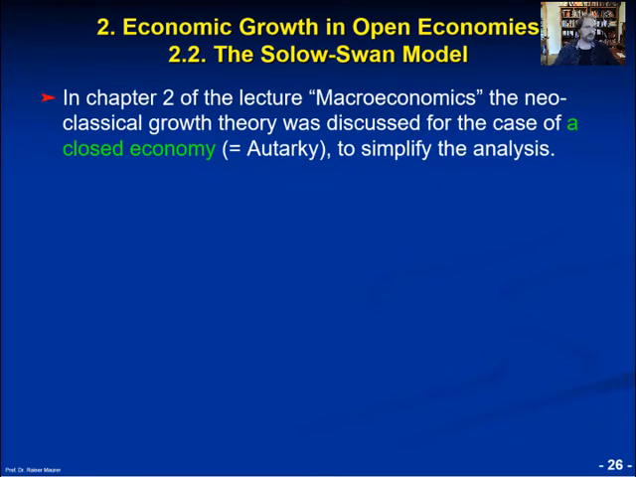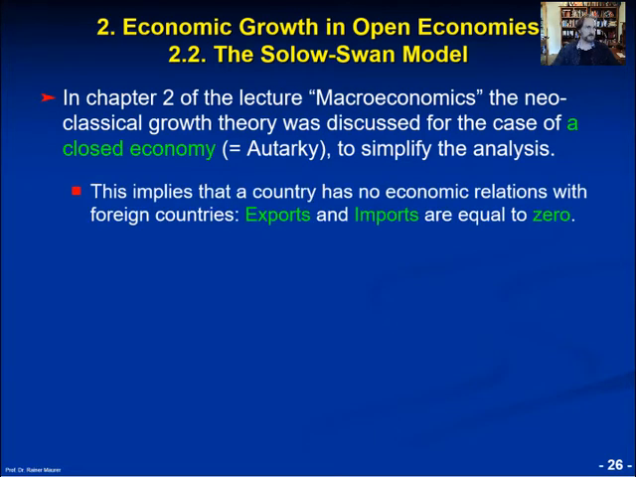In chapter 2 of the lecture Macroeconomics, the neoclassical growth theory was discussed for the case of a closed economy, which means for the case of autarky. This was done to simplify the analysis. It implies that a country has no economic relations with foreign countries, so exports and imports are equal to zero.